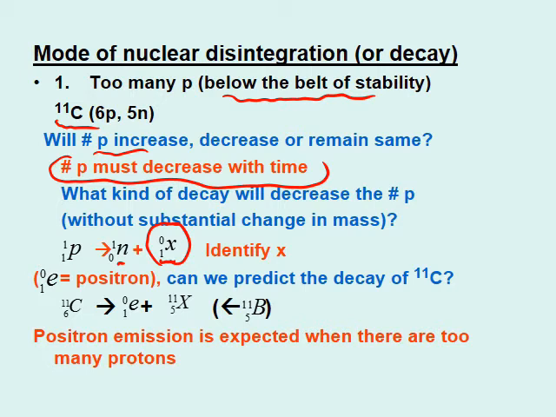Now, carbon-11 has too many protons, so a positron would come out and it changes into X. Now we identify X by looking at the bottom number. By balancing, we find out the bottom number, which is 5, and look at the periodic table. Atomic number 5 is boron. So X represents boron. In other words, carbon-11 after positron emission is changed to boron.